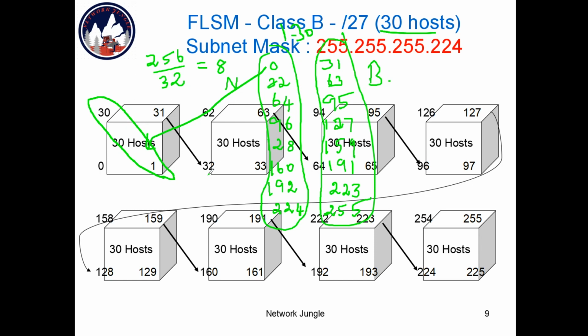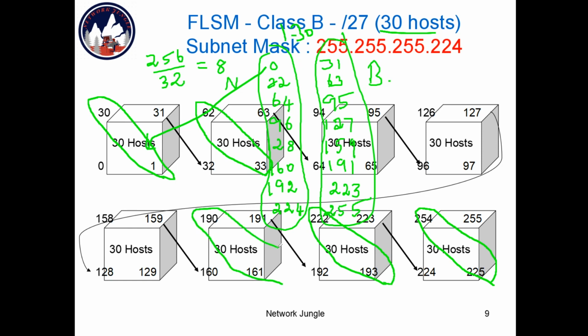Likewise, 32 is the network ID, 63 is the broadcast ID. So 33 to 62 is between the range, that is 30 host IP addresses. Likewise, 64, 96, then 128, 160, 192, 224 are the network addresses. Likewise, 95, 127, 159, 191, 223, 255 are the broadcast addresses. So between the range you can use the valid IP addresses for the host machines. This is the easiest way to calculate usable IP addresses without any paper document.